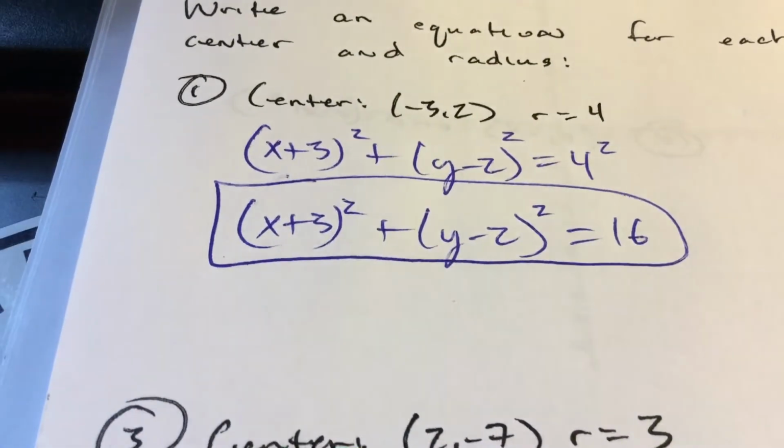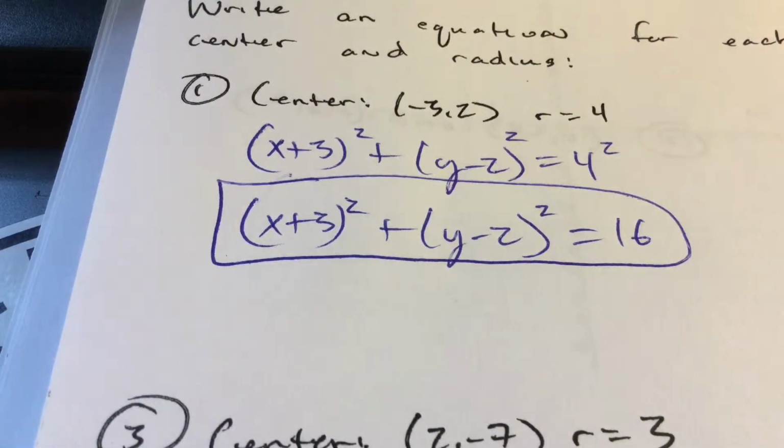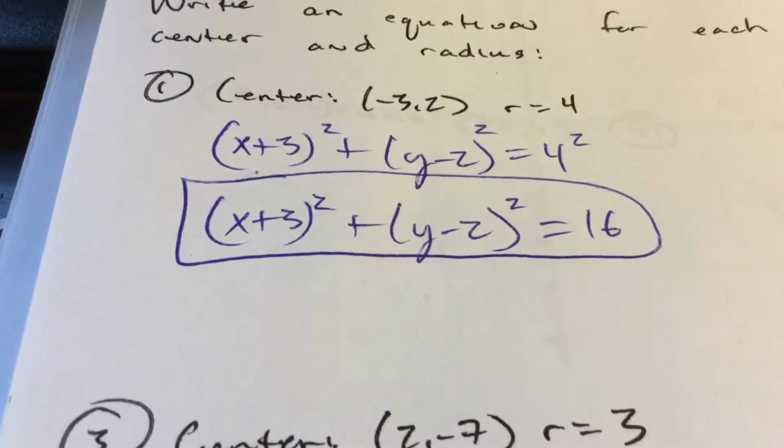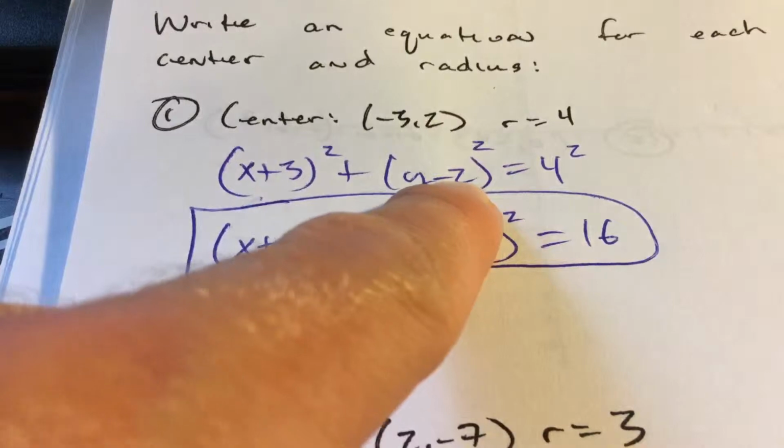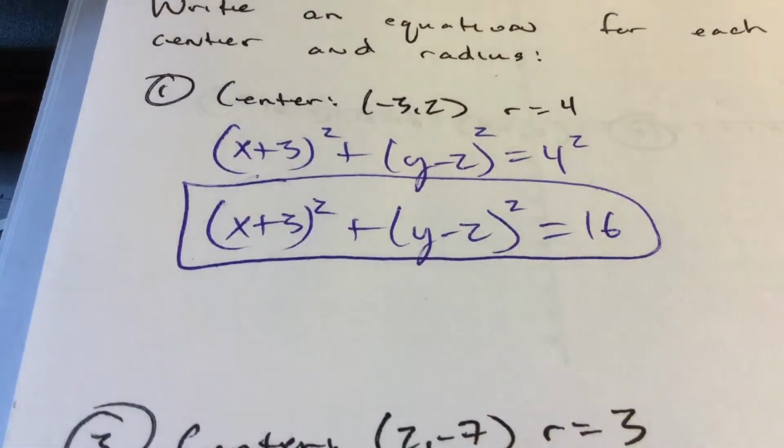So we'll talk about the formula for a circle, but it's x minus h squared plus y minus k squared is r squared. So it's always the opposite. If it's negative 3, it's going to be plus 3. Positive 2, it's going to be minus 2. And that's equal to radius squared, which is 16. Circles are very easy to work with.